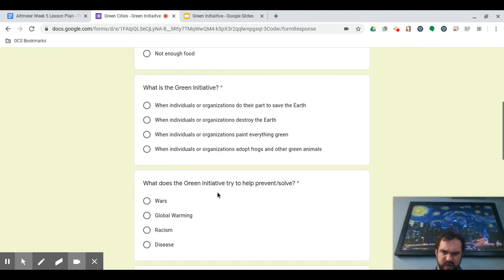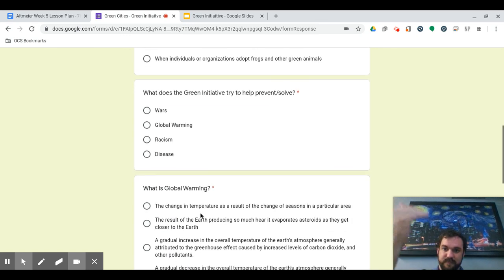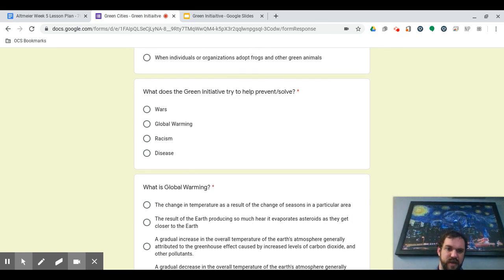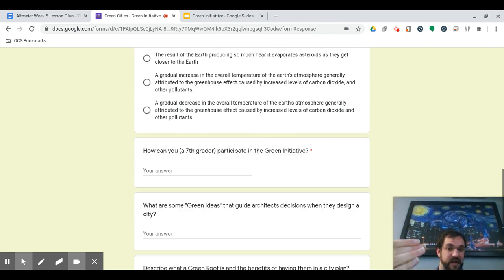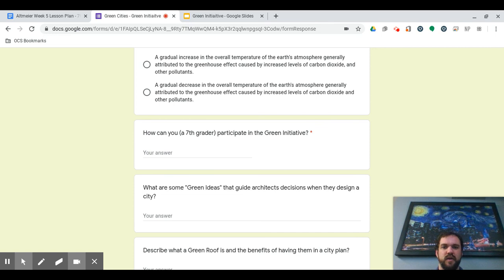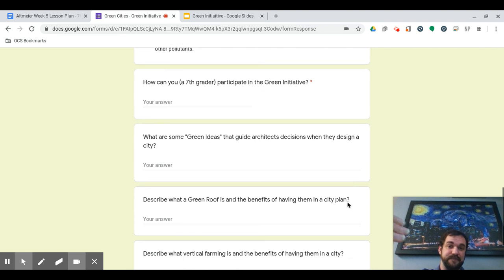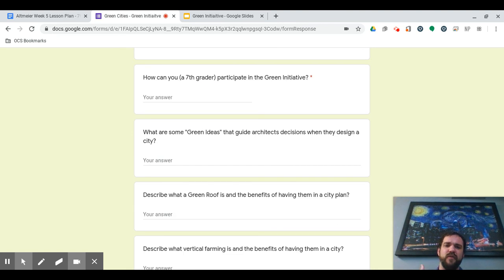What does the Green Initiative try to help to prevent or solve? Okay, that's in the slides. What is global warming? That's in the slides. How can you, a 7th grader, participate in the Green Initiative? That's in the slides. What are some green ideas that guide architects' decisions when they design a city? That's in the slides.